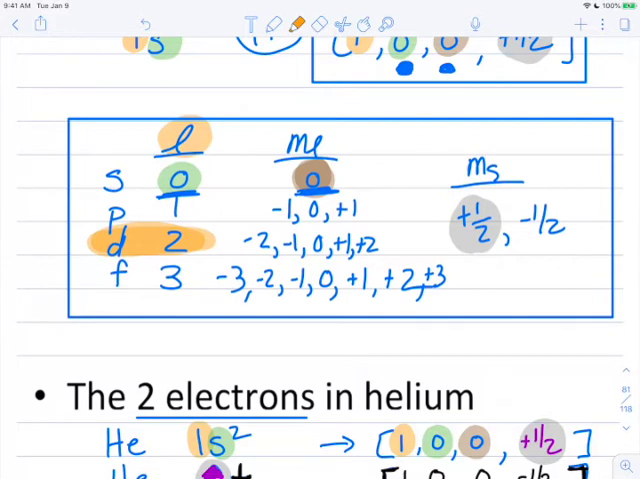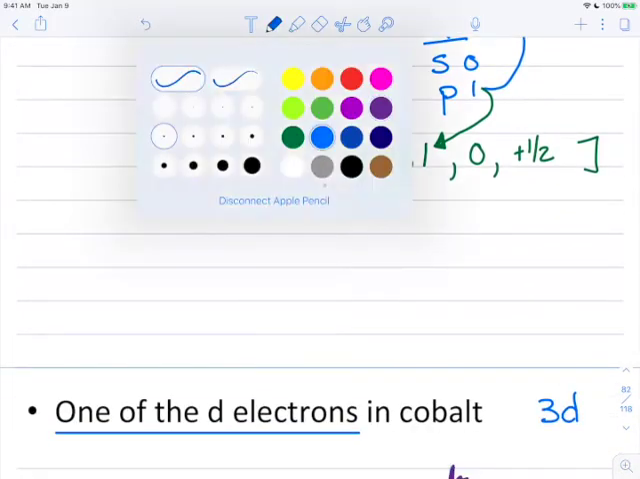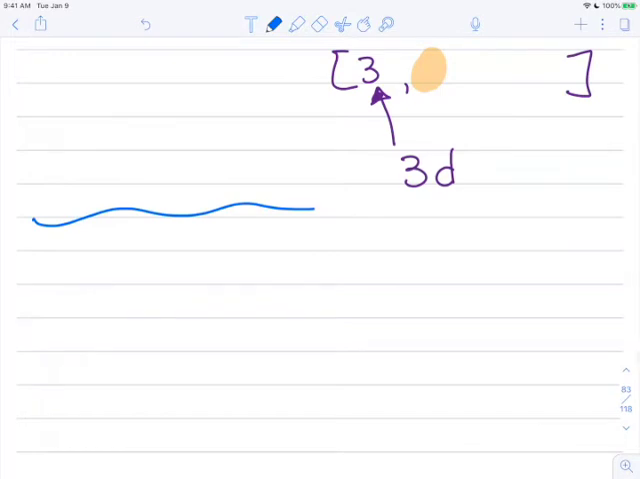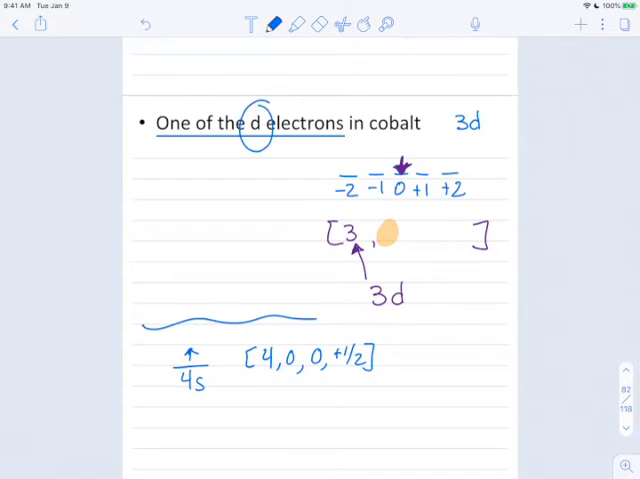Let's see. So Clinton, what you're doing is you are doing a 4s electron. It is true that cobalt has a 4s electron, and it is also true that it would be 4, 0, 0, and you could do a positive 1/2. However, you got to be careful with the problem because this problem specifically asks for the d electron. So even though this one is present inside of cobalt, that wouldn't correctly answer this question.